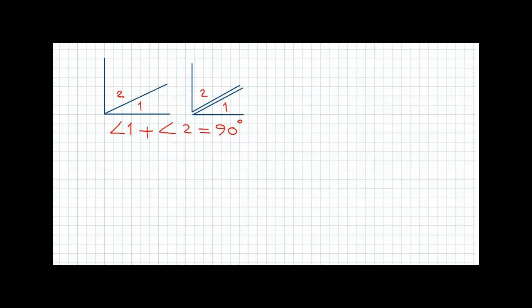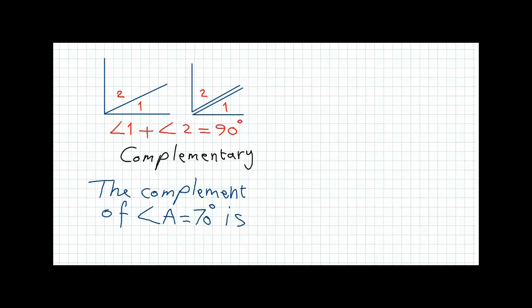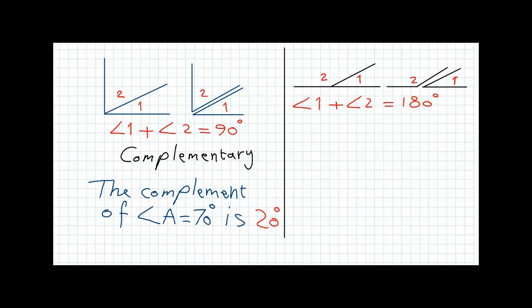If we have a situation where two angles have a sum equal to 90 degrees, we call these two angles complementary angles. So, as an example, the complement of angle A, which is equal to 70 degrees, should be 20 degrees because the sum of them must be 90 degrees, and these two angles are called complementary angles.